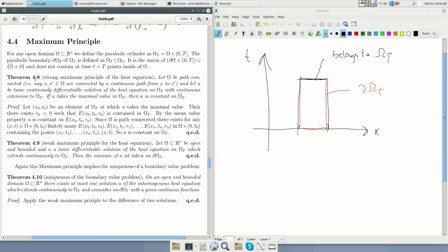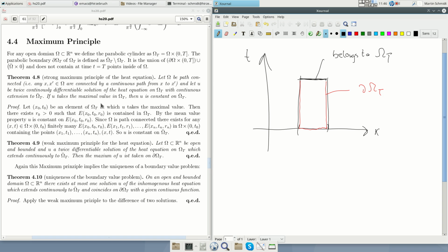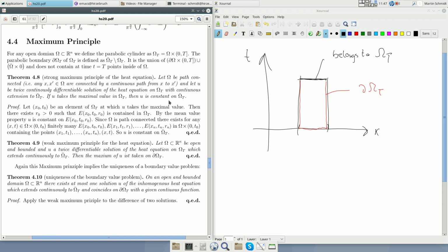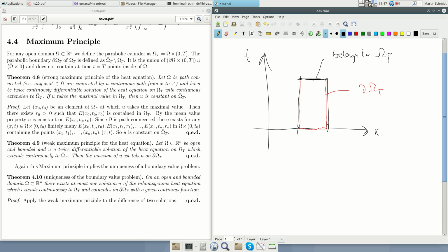Okay, now what is the strong maximum principle? For the strong maximum principle, we assume that omega is path connected. This means any two points are connected by a continuous path, and u is a twice continuously differentiable solution of the heat equation with continuous extensions to the closure. The closure is the usual closure. If u takes the maximal value inside this parabolic cylinder, then u is constant. So the main difference to the proof for the Laplace equation is that this also allows the points here.